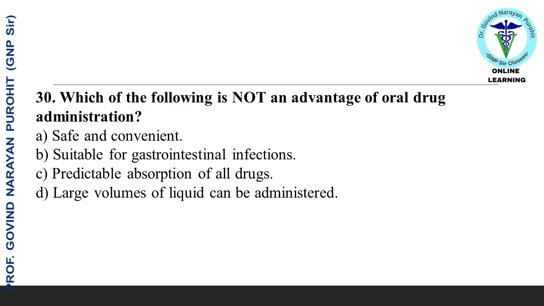30. Which of the following is not an advantage of oral drug administration? A. Safe and convenient. B. Suitable for gastrointestinal infections. C. Predictable absorption of all drugs. D. Large volumes of liquid can be administered. The correct answer is option C. Explanation. Oral administration often has unpredictable absorption, influenced by food, gastric pH, and other key factors.